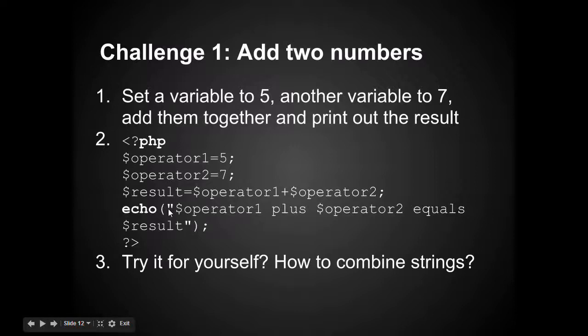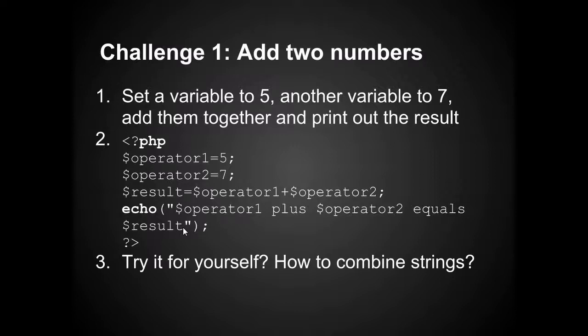And these double quotes, when you put double quotes around something, that's a string. There's something special going on in our echo statement. This is called string interpolation. And when you echo a string that is encased in double quotes like this, PHP will find operator names such as operator 1, operator 2, and result, and will replace those names, those variable names, with the value of that variable.